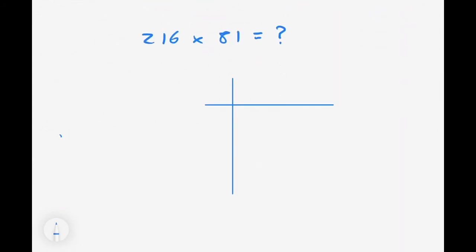Okay, trickier this time. We've got 216 times 81, and we do the same process again. So 216, let's split it. So we're going to split it into 200. Split the hundreds. Split it to 10, split the tens. And we finish with the 6.